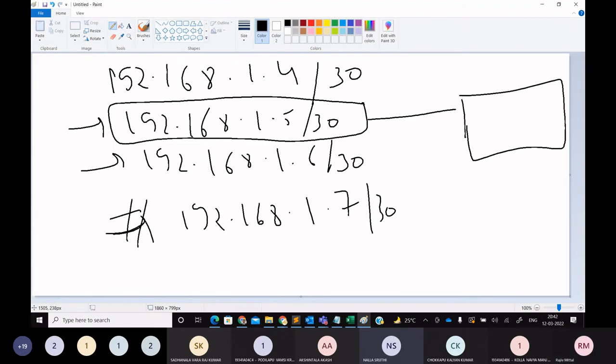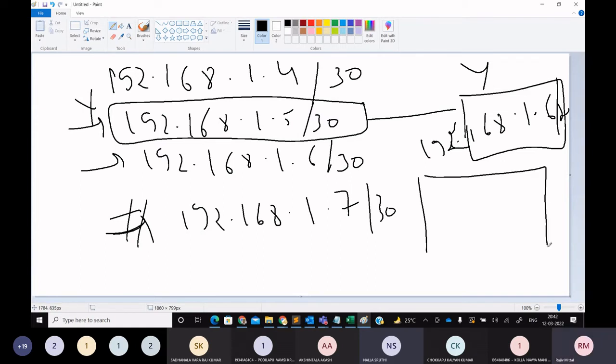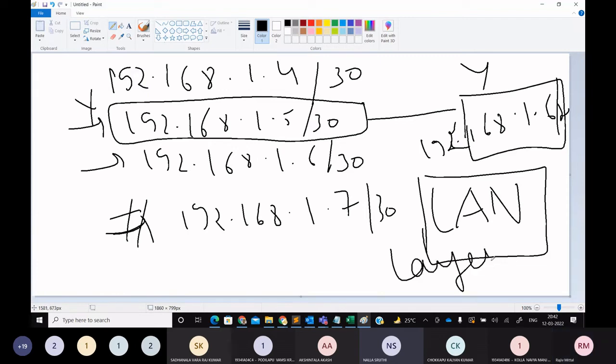Tell me. If on one side Mr. X's IP is 192.168.1.5, what should be Mr. Y's IP if they want to communicate with each other in the same network without any extra device? 192.168.1.6. Exactly. So 192.168.1.6 should be its IP. Then only it will work, right? And when devices are in the same network, they are in a LAN, working on layer 2. That means in the same network.